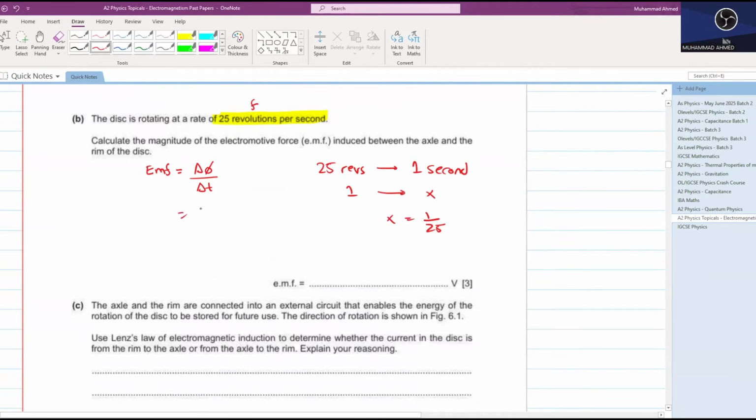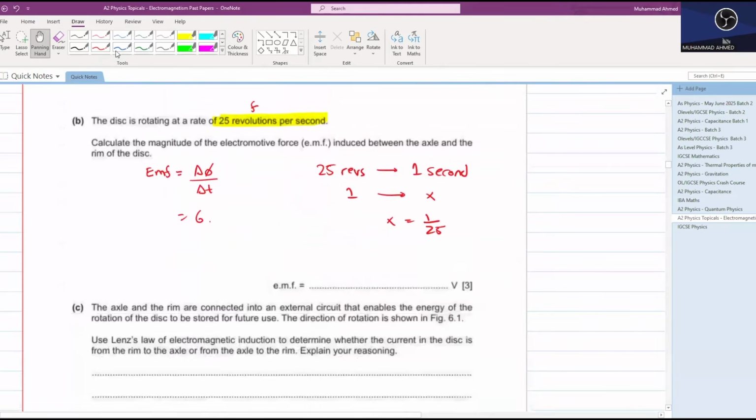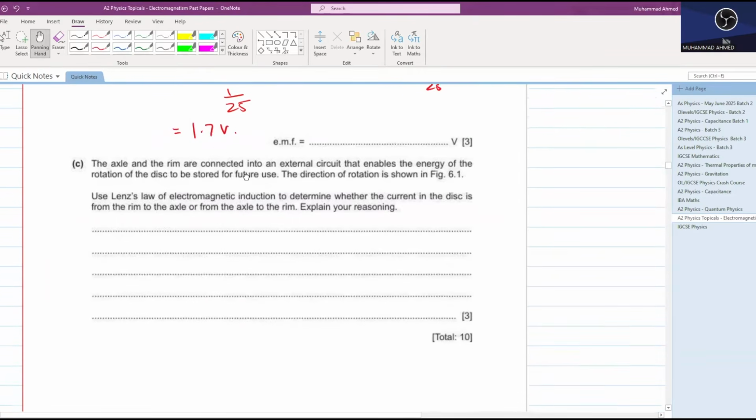So your change in phi is what? 6.9 into 10 raised to the power of minus 2 divided by 1 over 25. Your EMF comes out to be what? Yes, your EMF comes out to be 1.7 volts. Okay. Let's see part C.